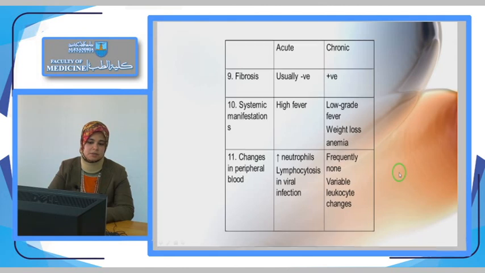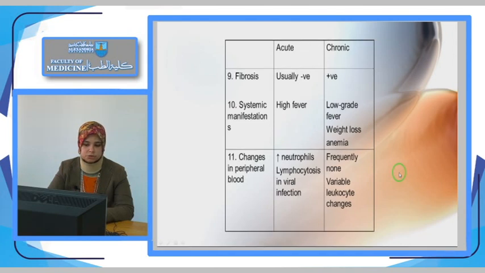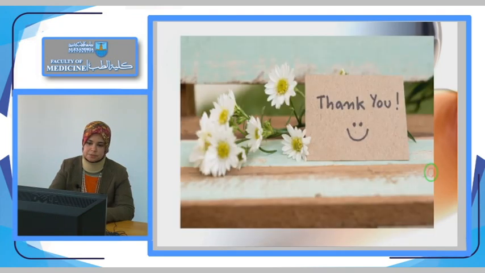تمام. Systemic manifestations بتبقى موجودة اكتر في الاكيوت in the form of high fever. في الchronic بتبقى in the form of low grade fever, weight loss and anemia. Changes in peripheral blood. تمام. في الاكيوت بيبقى معايا increased neutrophils او neutrophilia, lymphocytosis in viral infections. في الchronic inflammation بيبقى عندي frequently non-variable leukocyte changes.